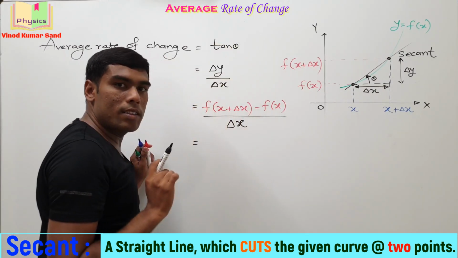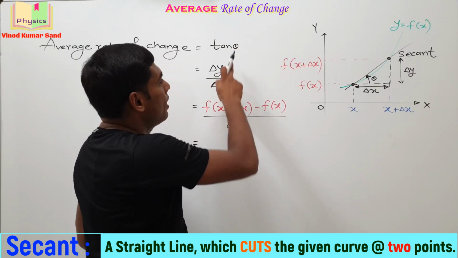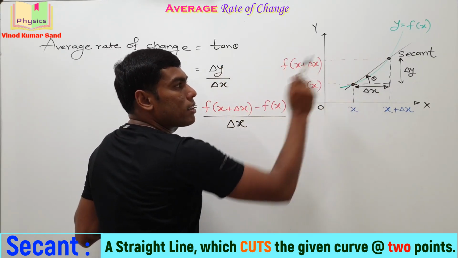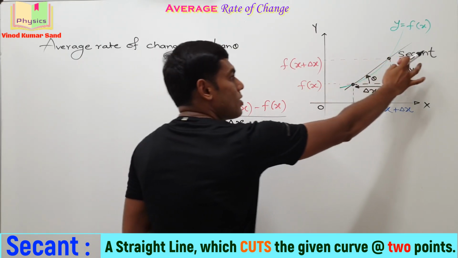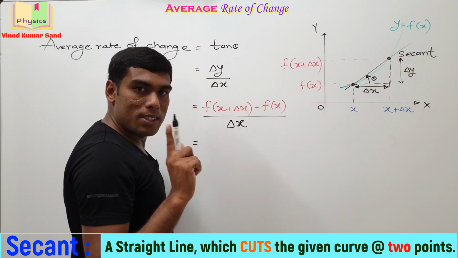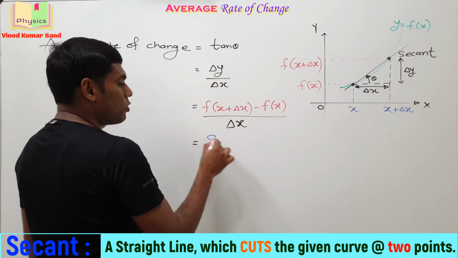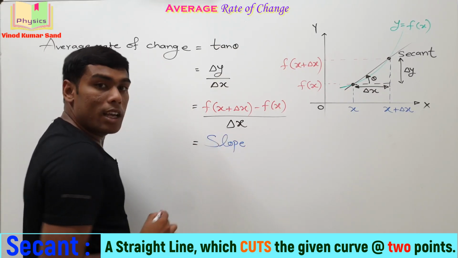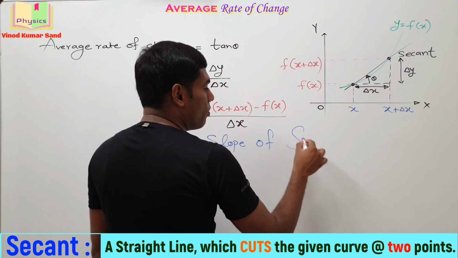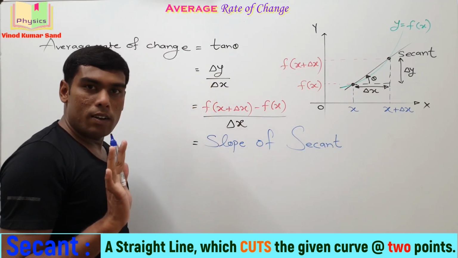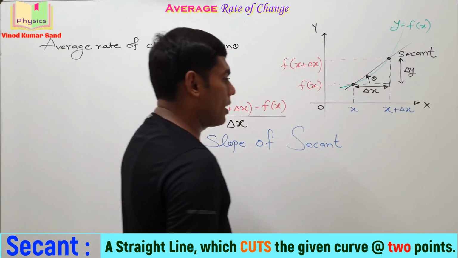We have already read it in the video of the coordinate geometry. Using the tan theta, we can find the slope of a straight line. And this straight line here is named as a secant. So we can write that average rate of change is basically equal to the slope of secant. Done? Let's take a practical example.